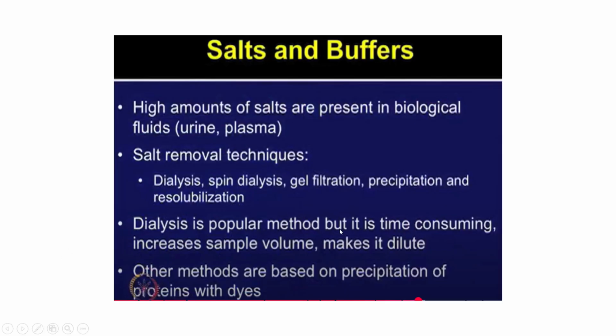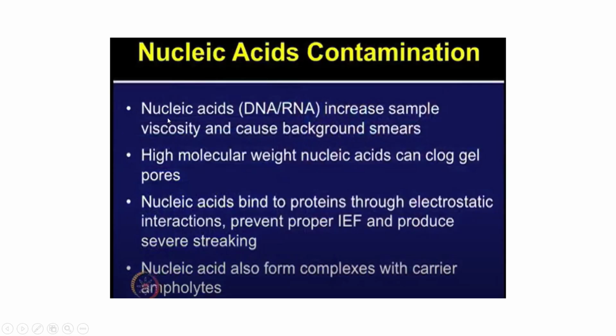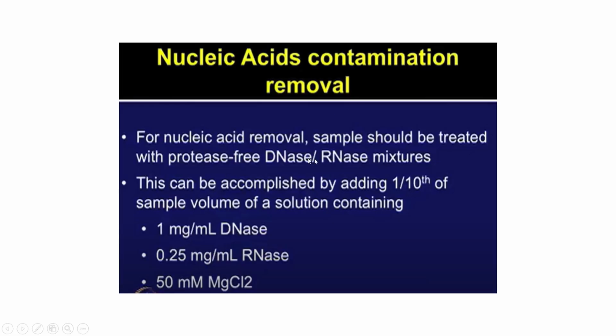Dialysis is the most popular method for removing salt. It is also essential to remove nucleic acids, because if you don't, they will cause streaking on the IPG strip during isoelectric focusing. Nucleic acids can be removed with the help of DNases and RNases. We just need to add those to the sample so that DNA gets degraded, and if there is RNA, that gets degraded as well.